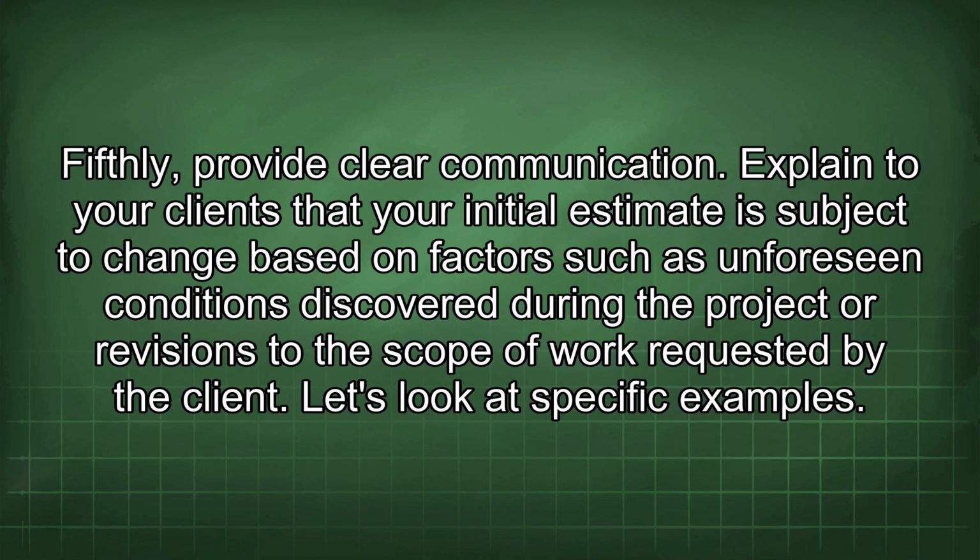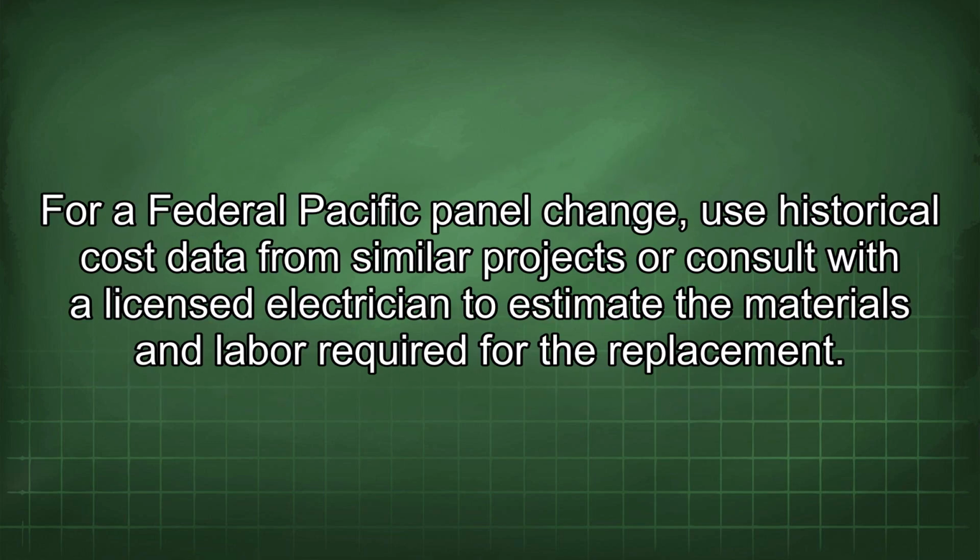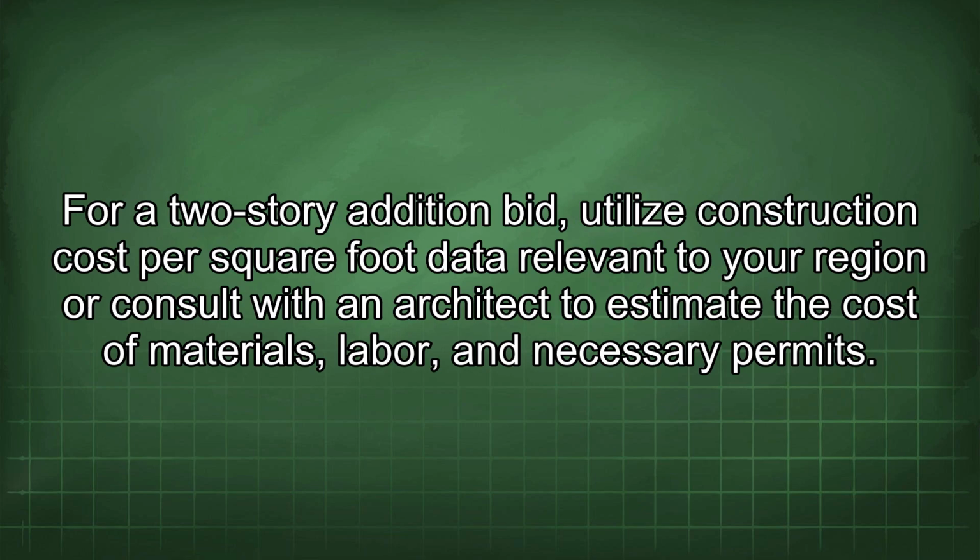Let's look at specific examples. For a Federal Pacific panel change, use historical cost data from similar projects or consult with a licensed electrician to estimate the materials and labor required for the replacement. For a two-story addition bid, utilize construction cost per square foot data relevant to your region or consult with an architect to estimate the cost of materials, labor, and necessary permits.